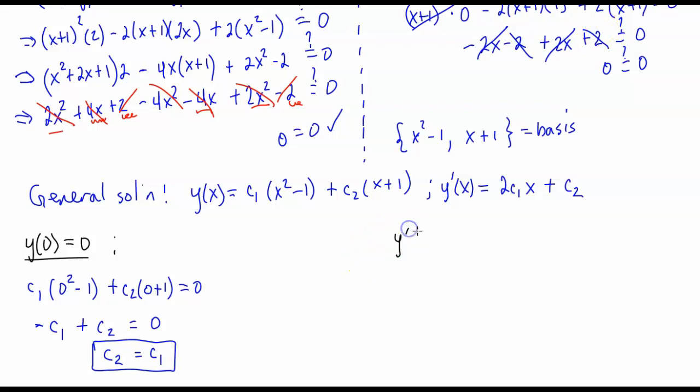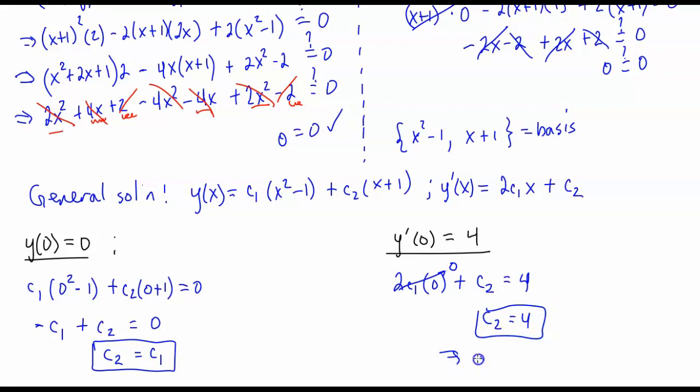All right, so now let's look at our second initial condition, which was that the derivative of our function at x equals 0 is going to be 4. And so now we'll say 2c1 times 0 plus c2 is equal to 4. Well, that makes it real easy because all of this is 0. So that means c2 is equal to 4. And that implies that c1 is also 4.